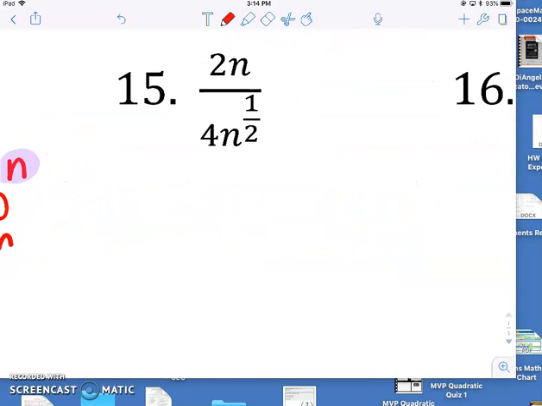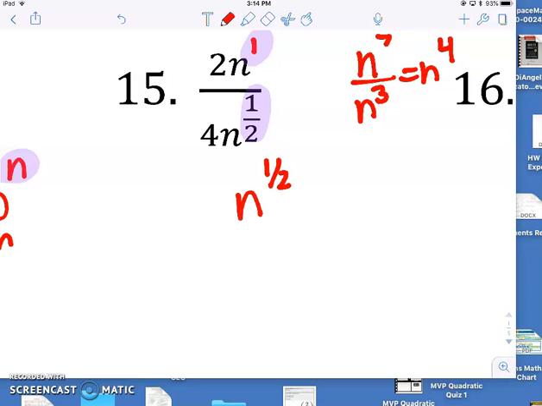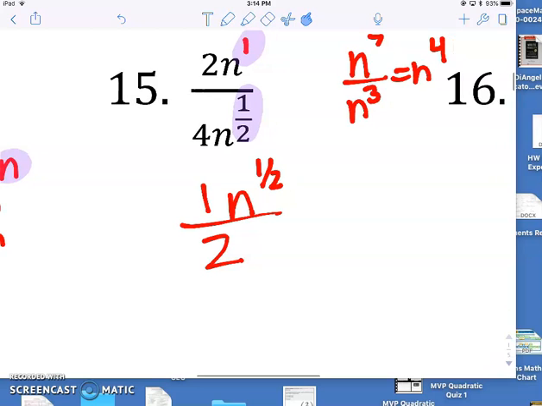15. So this is similar. We have exponents on the top and bottom. And if we had this, n to the 7th over n to the 3rd, we'd subtract them and say it's n to the 4th. This one's similar with our exponents, except we have a fraction. So n to the 1st, n to the 1/2. We take a look at our exponents, and we have to subtract. So on top, we'd have n to the 1/2, and then 2 over 4 reduces down to 1 over 2.